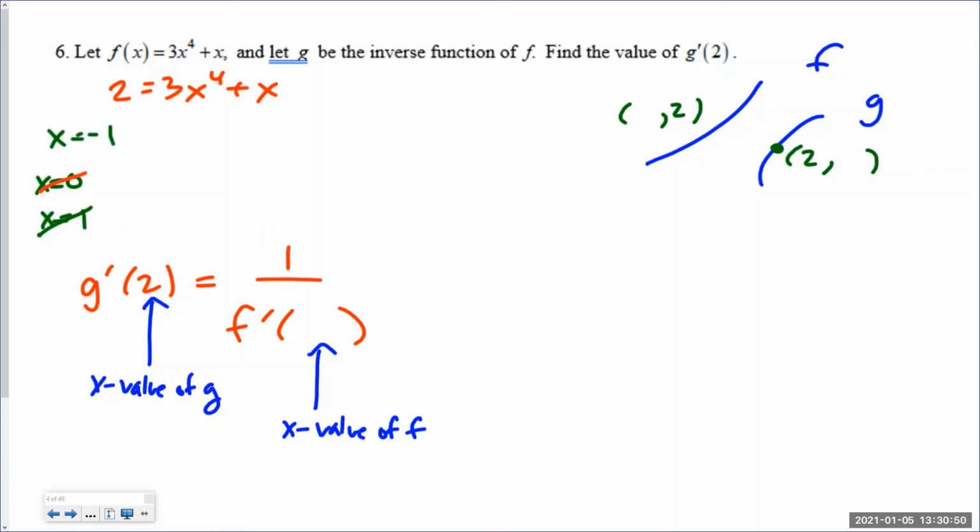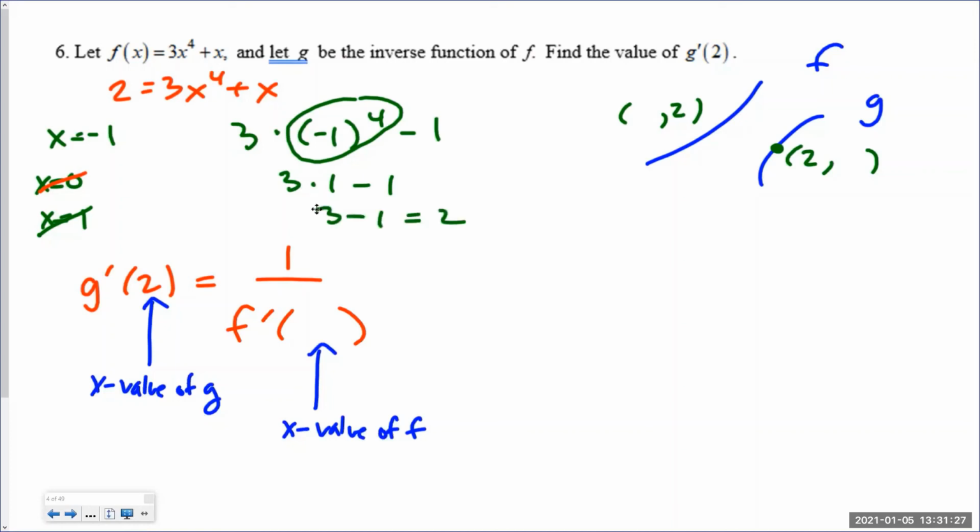That would be 3 times -1 raised to the 4th power plus -1. But adding -1 is really -1. Okay, guys, make sure you understand this. This is exponents before multiplication. So it's not 3 times 1 raised to the 4th. It's -1 to the 4th power. What's -1 times -1 times -1 times -1? If you do it 4 times, +1. So this is 3 times +1 minus 1. And again, it's multiplication before subtraction. So what's 3 times 1? 3, right? So 3 minus 1 is 2. So this works. So x equals -1 works.